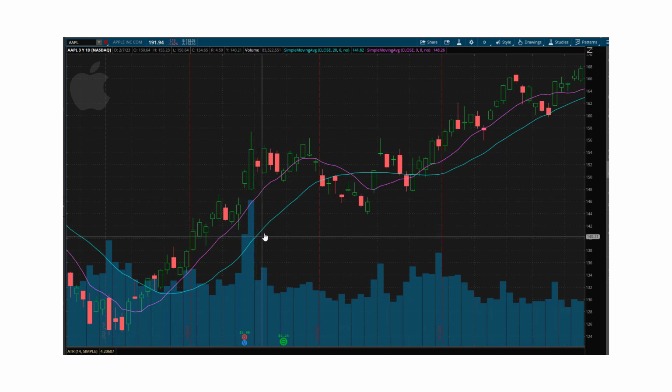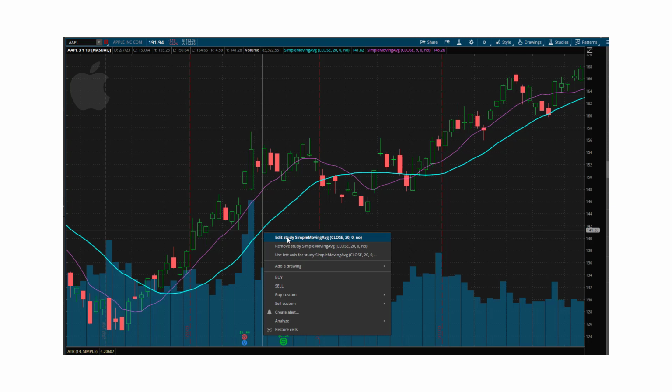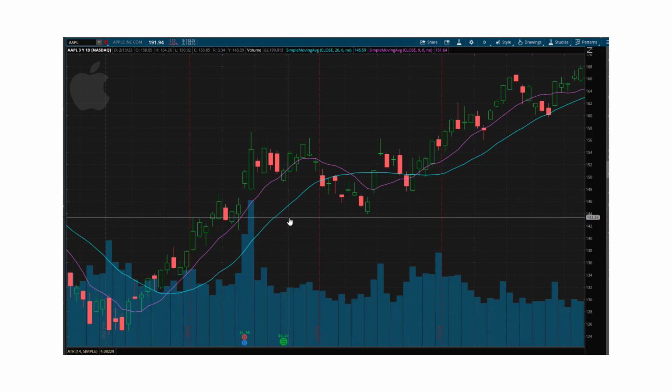You'll notice I also have two different lines depicted on my screen. These are two different moving average lines. This blue one here, it's a simple moving average set for 20 periods. So in other words, it's a 20-day moving average line. And it's not an exponential moving average, it's a simple moving average. For the purpose of this particular strategy in this video, we're using a simple moving average.